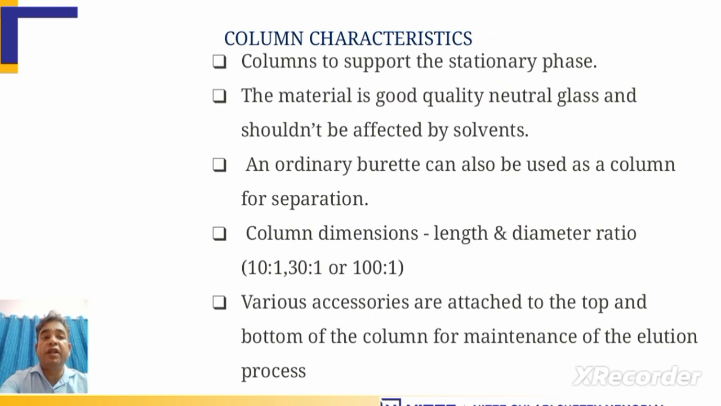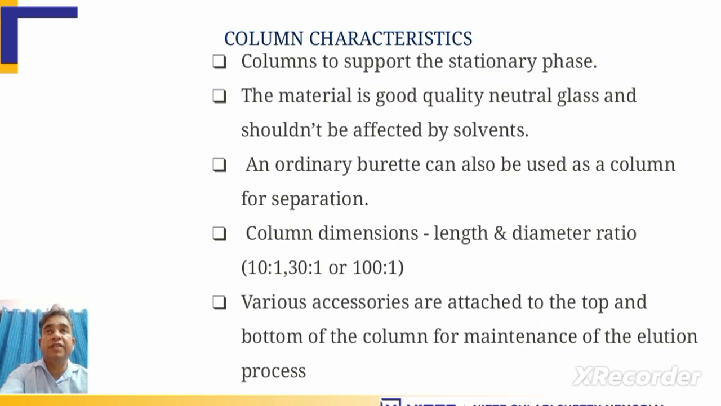An ordinary burette can also be used as a column for separation, which is cost effective, right? And the ratio between length and diameter is generally 10 to 1, 30 to 1, and 100 to 1. It depends upon the use and how much sample there is, right? So it is always better in the lab to use 10 to 1 for the length to width ratio, right? 30 to 1 is also permitted, and 100 to 1 is also permitted.